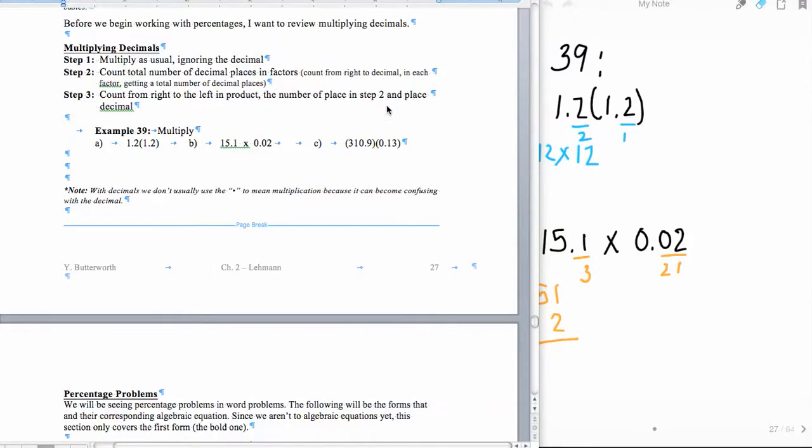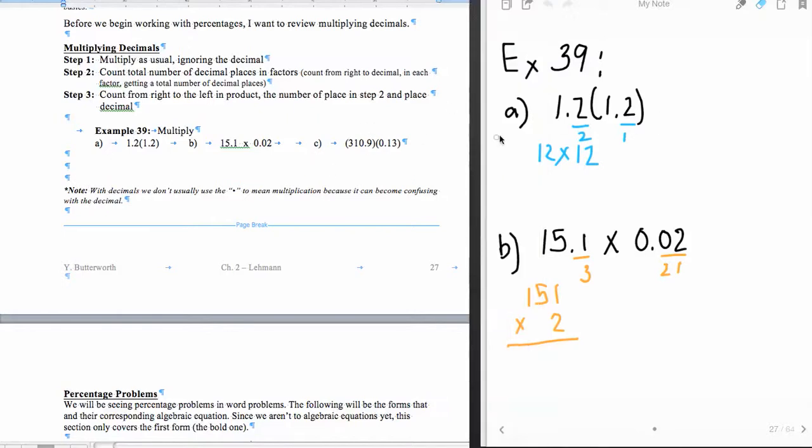Okay, continuing on with section 2.5, we're going to do some multiplication of decimals, which is important to be able to do percentage problems. So in multiplying decimals, we multiply as usual. We ignore the decimals, we count the total number of decimal places, and then place that into the answer counting from the right. So let's take a look at these.